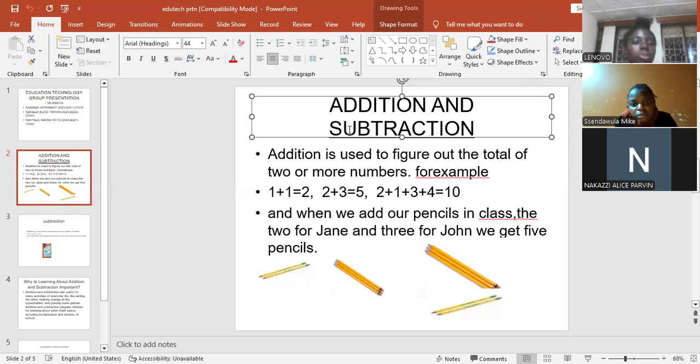So on the screen you have that addition is used to figure out, to bring out the total of 2 or more numbers. For example, we have 1 plus 1. We can get 2. Then 2 plus 3, we have 5. 2 plus 1 plus 3 plus 4, and the total is 10.